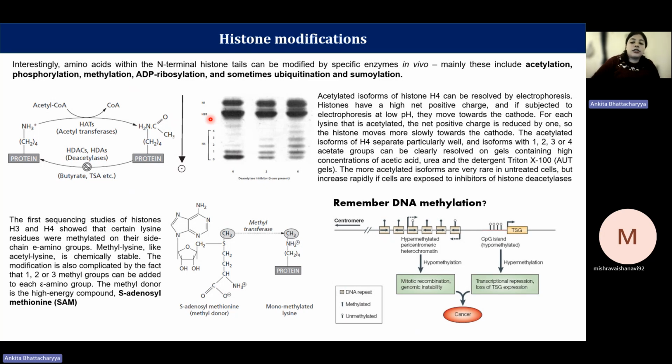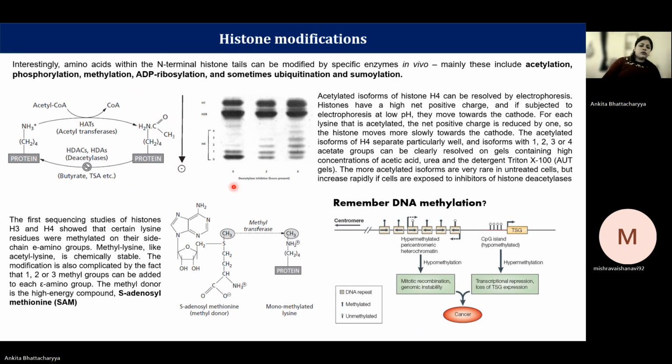As a result, the rate at which the histone moves towards the positively charged electrode becomes slower. The acetylated isoforms of H4 separate particularly well, and isoforms with 1, 2, 3, or 4 acetate groups can be clearly resolved on gels. Basically, every time an acetyl group is added, it reduces the net positive charge and the ability of that molecule to move towards the positively charged electrode. As a result, you will be able to see more bands here.